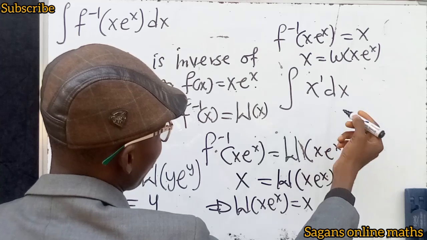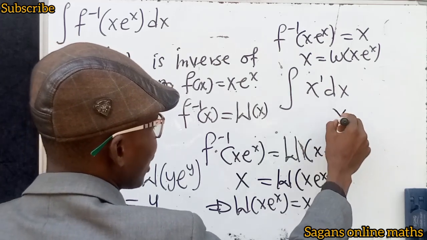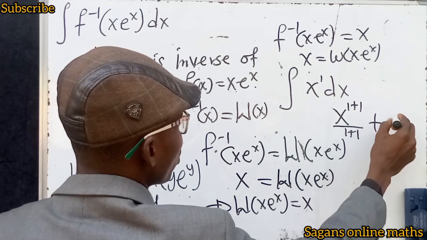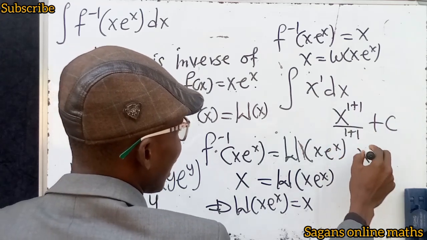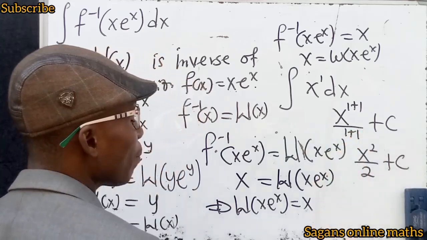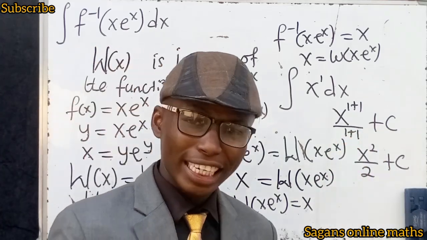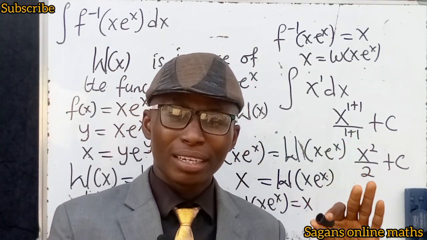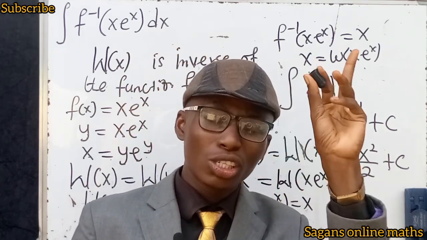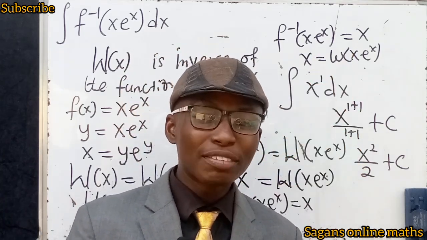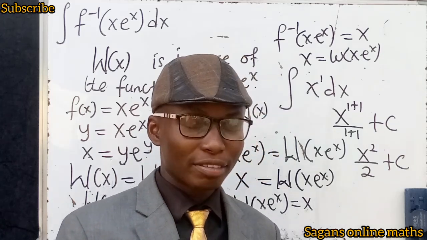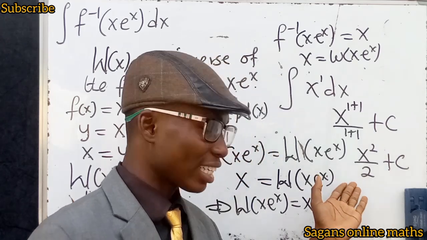This will become, the normal way, if you integrate, you add 1 to the power, it now becomes x to the power 1 plus 1, divided by 1 plus 1, plus our integration constant c. And this means that this is x squared divided by 2 plus c. As simple as A, B, C, D. Remember that integration is a process of finding the antiderivatives of a function. And antiderivative is like the opposite of derivatives. That means antiderivative reverses the work that derivatives have done. Okay? And this is the answer.